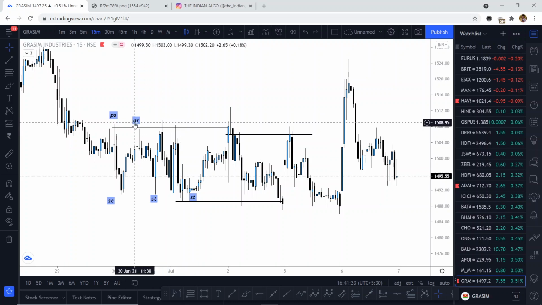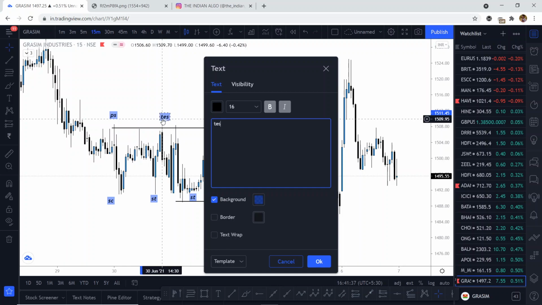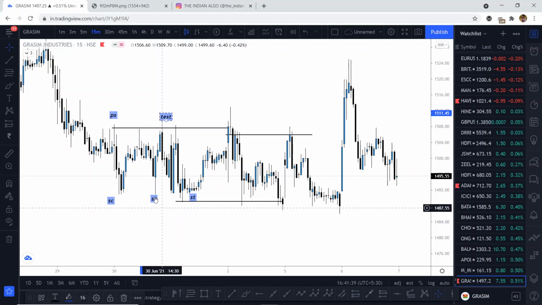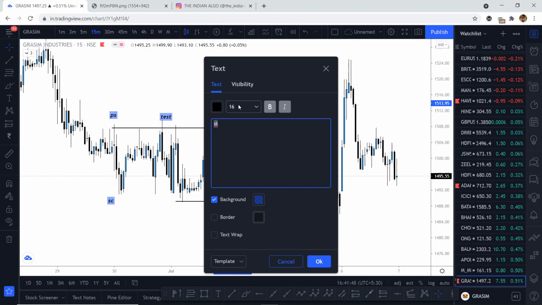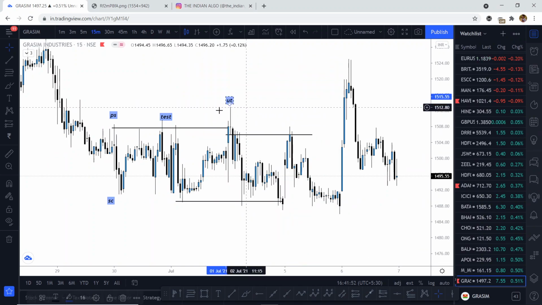So what I did, I removed this and changed the labels to test. This turns out to be my test. This is nothing, we don't really need this. And this is my test again, and this is my upthrust. I'll mark it UT. Upthrust is UT, which is actually a fake out.